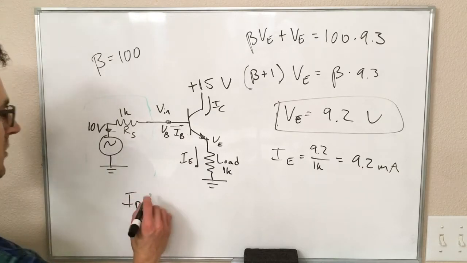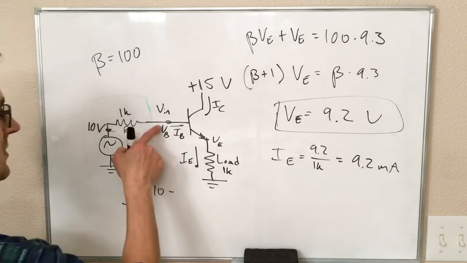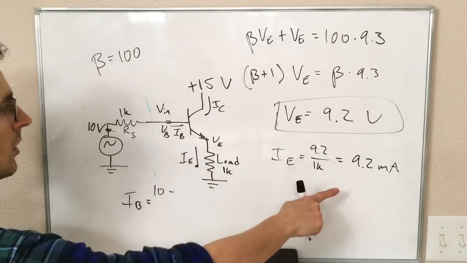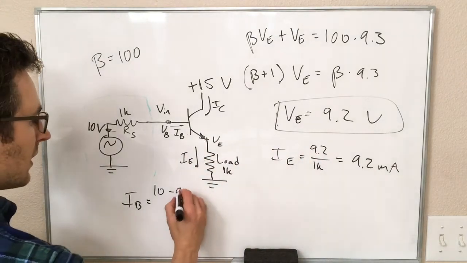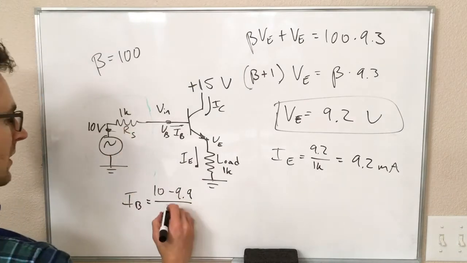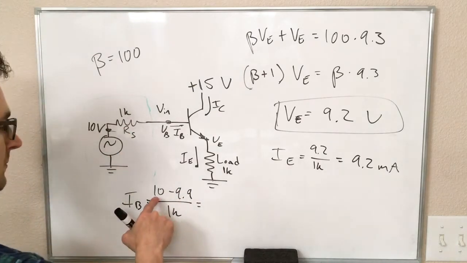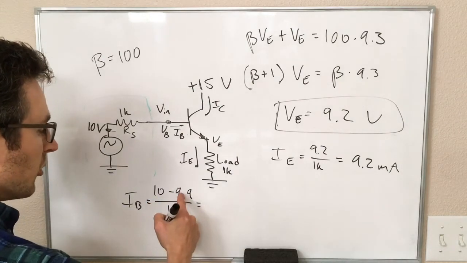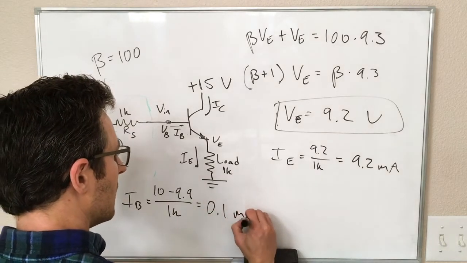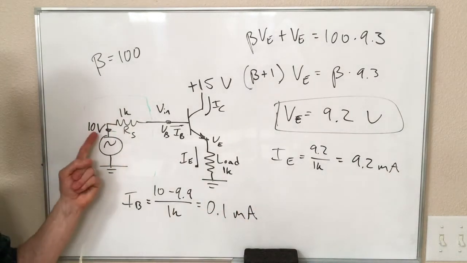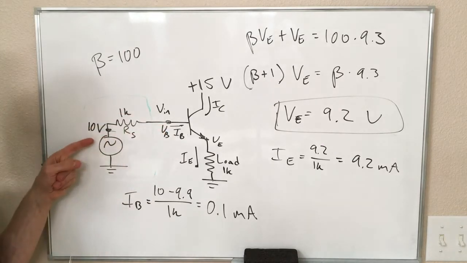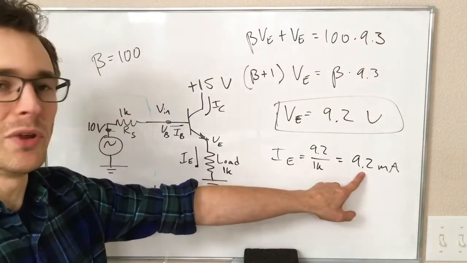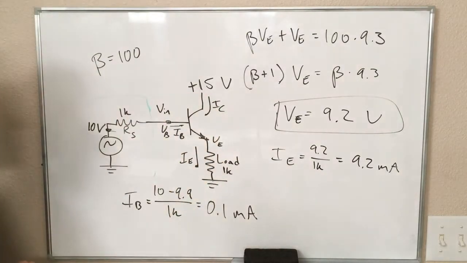Remember, our base current was equal to 10 minus this voltage, which is VE plus 0.7. So 9.2 plus 0.7 is equal to 9.9, divided by our 1K resistance. So this is 10 minus 9.9, which is 0.1 volts, divided by 1K gives us 0.1 milliamps. So we're only asking 0.1 milliamps of our voltage source, and we are getting out 9.2 milliamps because that is what our transistor is doing.